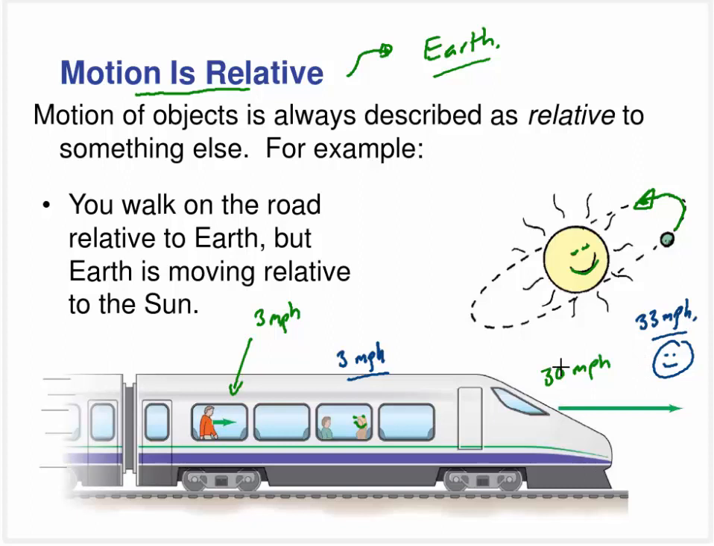So all motion is relative to essentially the observer. And again, in this case, let's not take into account that the Earth is going around the sun, or maybe even that the Earth is rotating. Let's just say, okay, the Earth is what it is, and all motion is relative to the Earth.